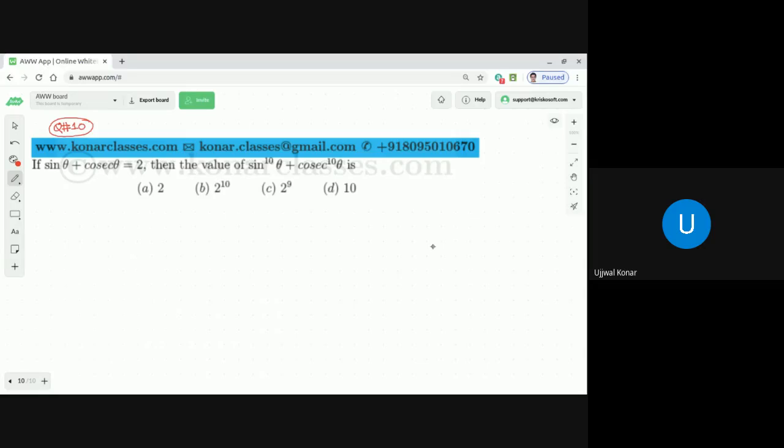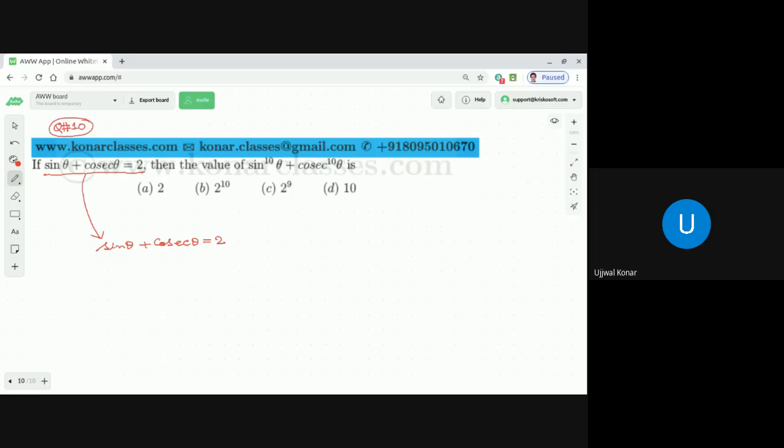So here is my statement to you. Always remember, from this statement, what it tells: sine theta plus, let me write properly. In digital board, sometimes the handwriting is not that clear. Sine theta plus cosec theta is equal to 2. Just spend few seconds on this particular statement.